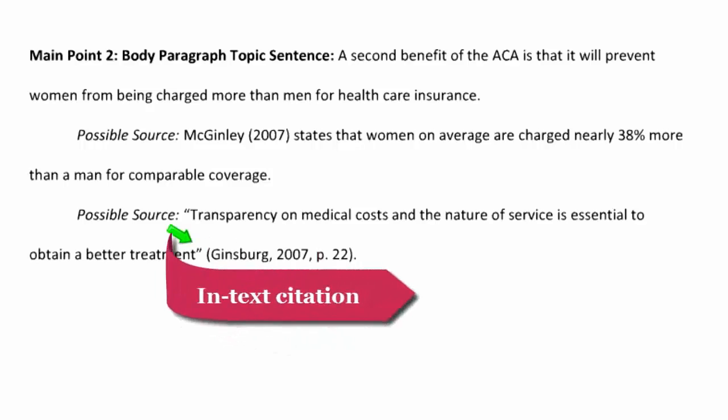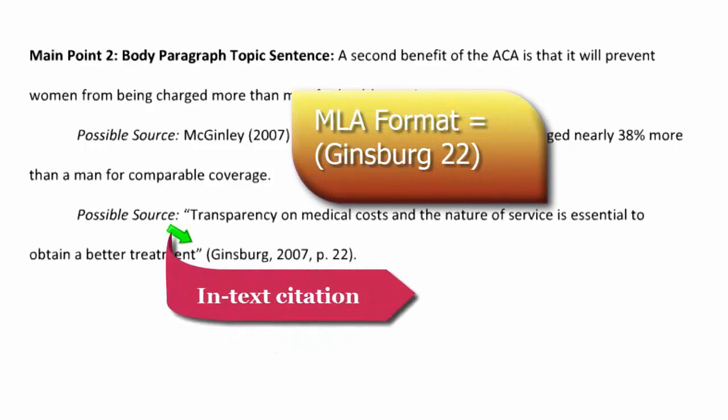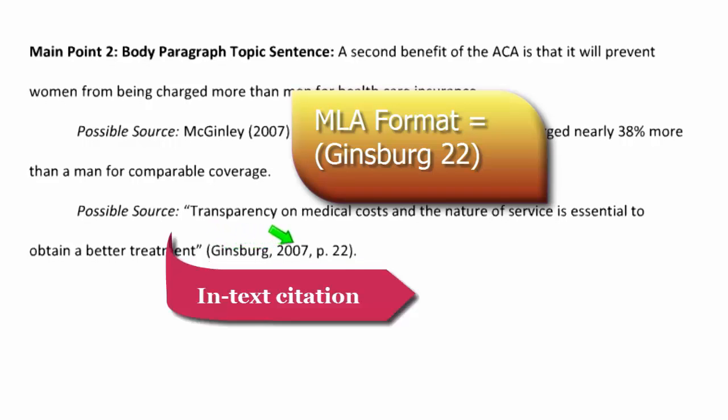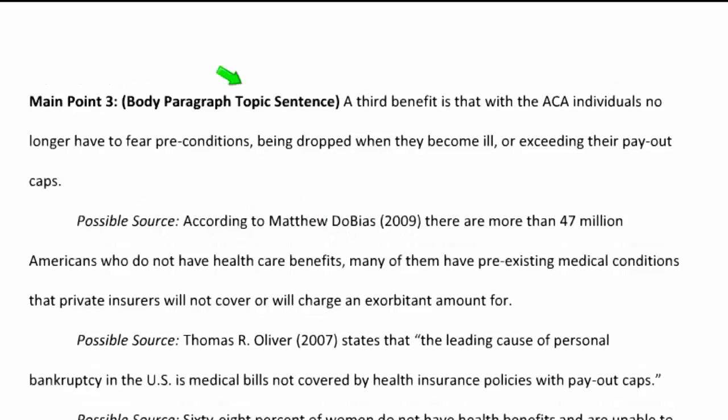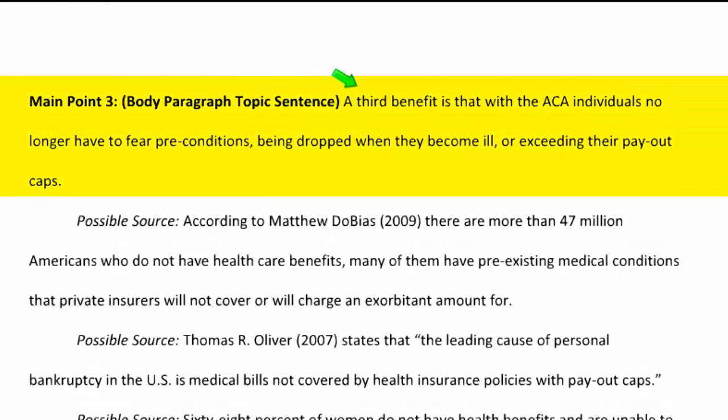And here's the in-text citation, Ginsburg, 2007, page 22. Since the name Ginsburg did not appear in the sentence, it must be inside the parentheses. Here is main point number 3. Main point number 3 is, a third benefit is that with the ACA, individuals no longer have to fear preconditions, being dropped when they become ill, or exceeding their payout caps.